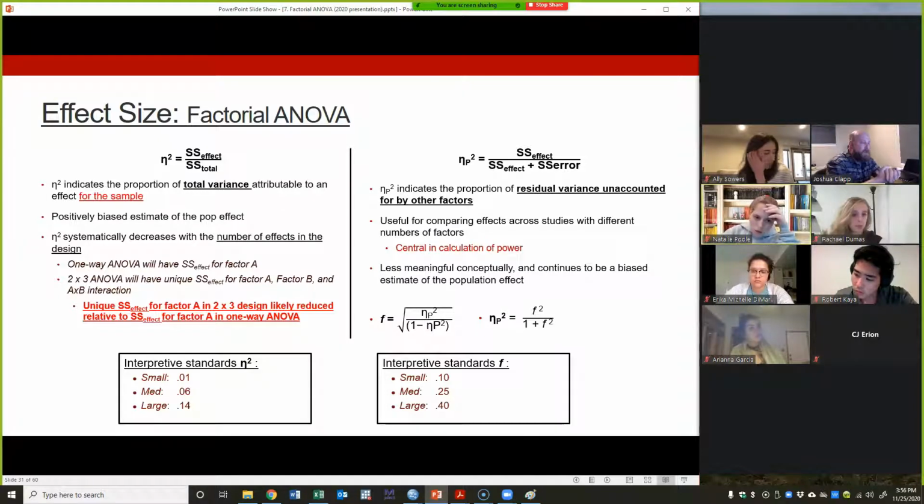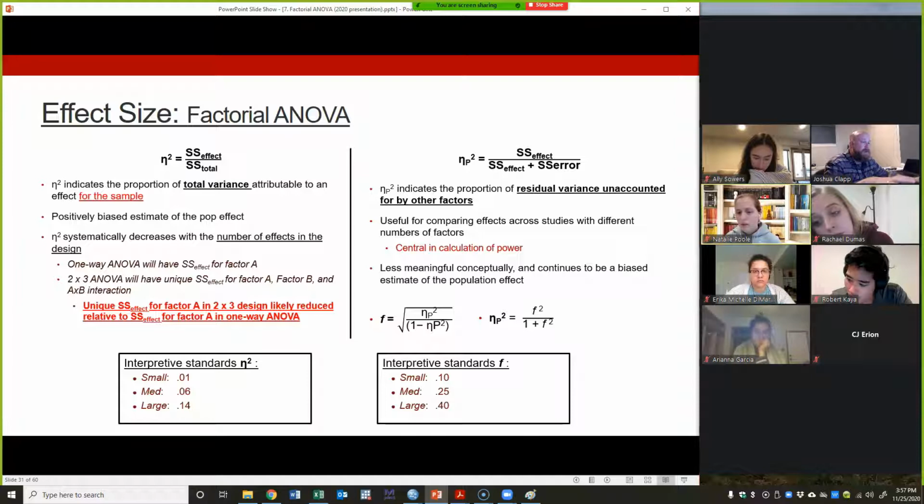Okay, so partial eta squared reflects the proportion of leftover variance that's not accounted for by other things in the model, right? It's helpful for comparing across studies with different numbers of factors, and central to our calculation of power. Less meaningful conceptually, or harder to talk about conceptually, and it continues to be a positively biased estimate of the population effect for the same reasons that eta squared is. But if we're going to calculate power for a factorial ANOVA, partial eta squared is what we need to be talking about.